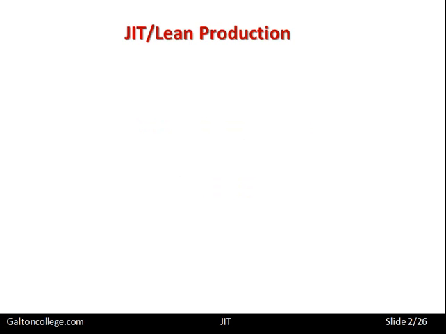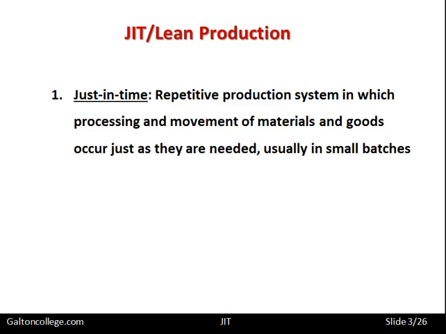Well, it's sometimes referred to as lean production. So just-in-time, it's a repetitive production system in which processing and movement of materials and goods occur just as they are needed, and usually in small batches. So just-in-time is when production is synchronized. It's connected very efficiently so that the output from one process runs directly into the next process. There's no waiting.